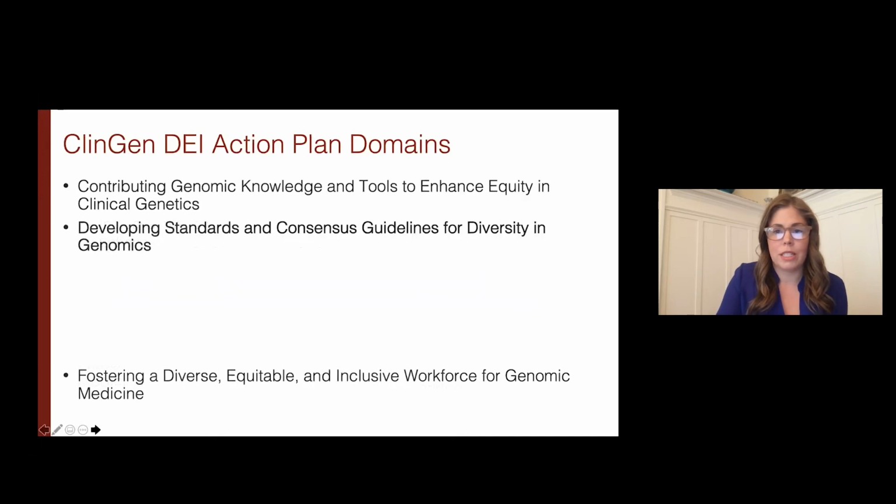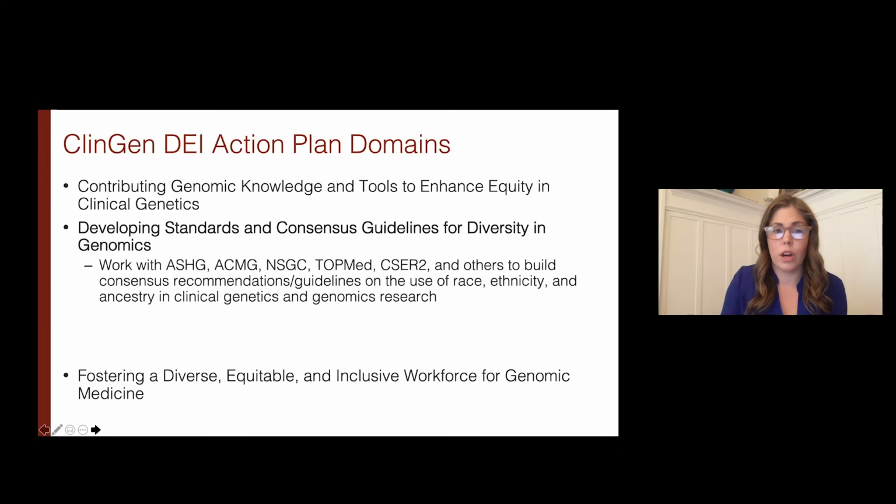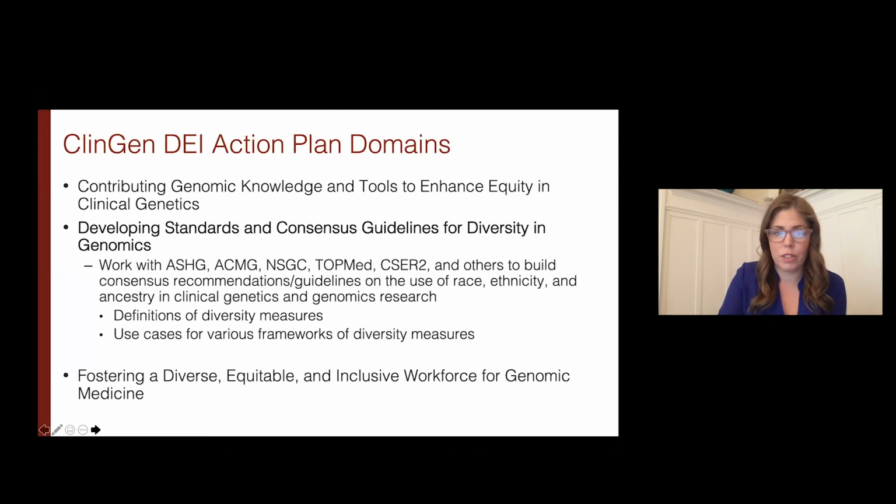The next is developing standards and consensus guidelines for diversity in genomics. So we are working with different professional organizations, other research consortia, and working groups to start to coalesce around some do's and don'ts, best practices, which we hope will translate into recommendations and eventually guidelines in partnership with ACMG and others on the use of race, ethnicity, and ancestry in clinical genomics. So this has involved so far working through definitions of diversity measures, identifying use cases for different frameworks of diversity measures that we've identified, and guidelines for the collection, use, and reporting of diversity data.